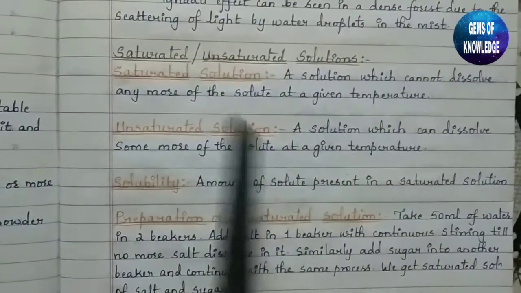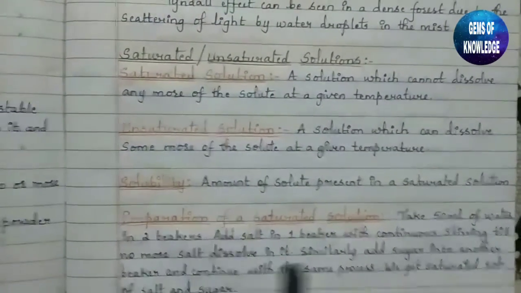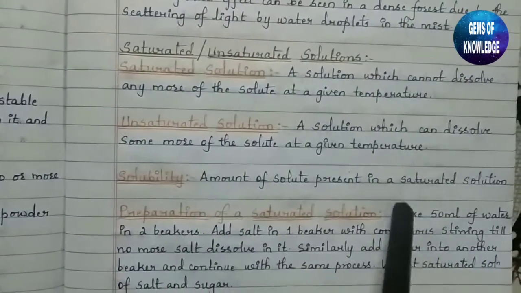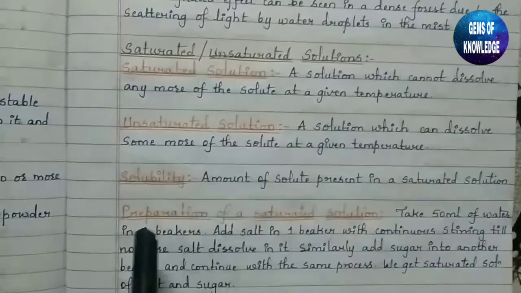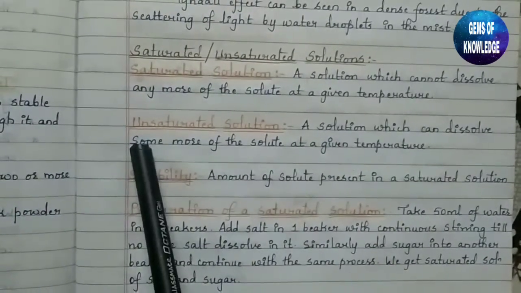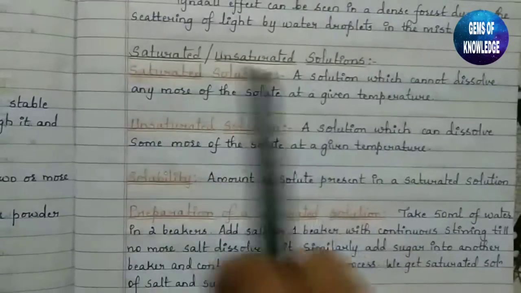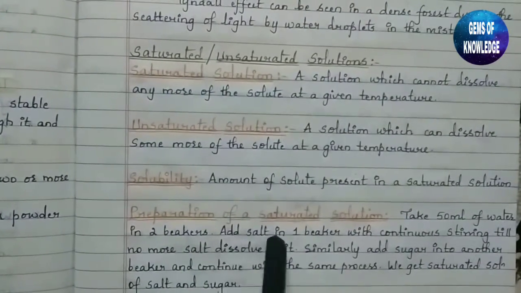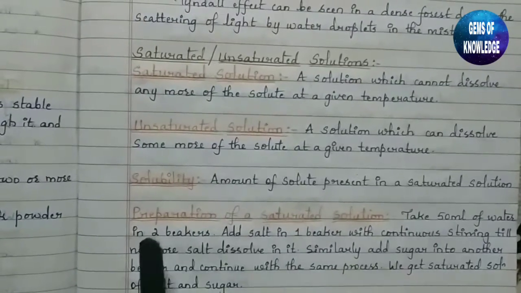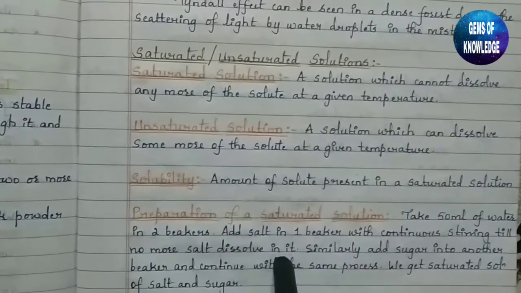Then, preparation of a saturated solution. Here you can see how a saturated solution can be prepared. Take 50 ml of water. We have to take two beakers, and in each of the two beakers we take 50 ml of water. Then add salt in one beaker with continuous stirring till no more salt dissolves in it.